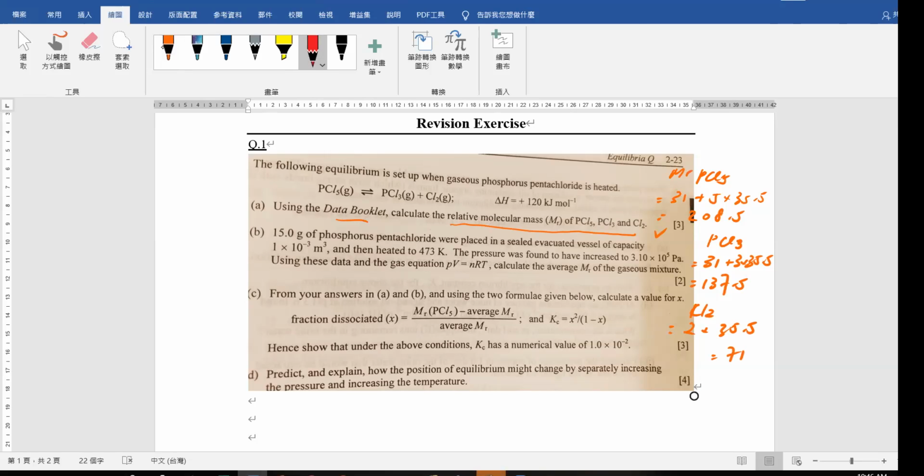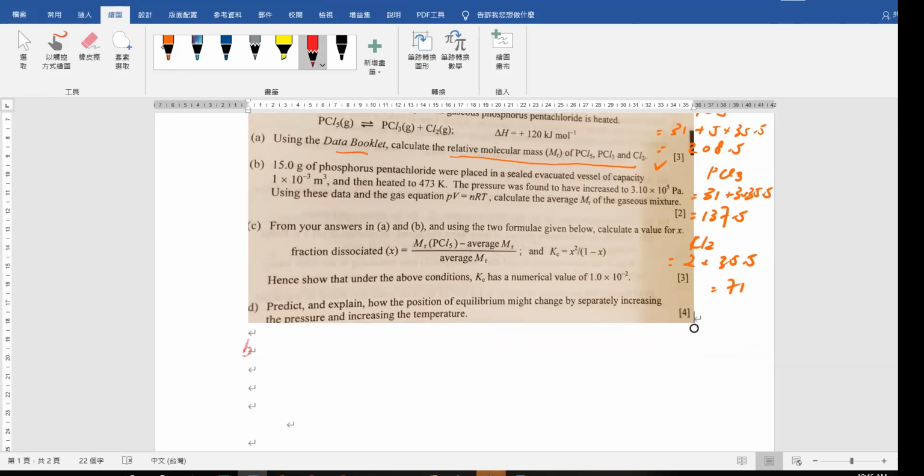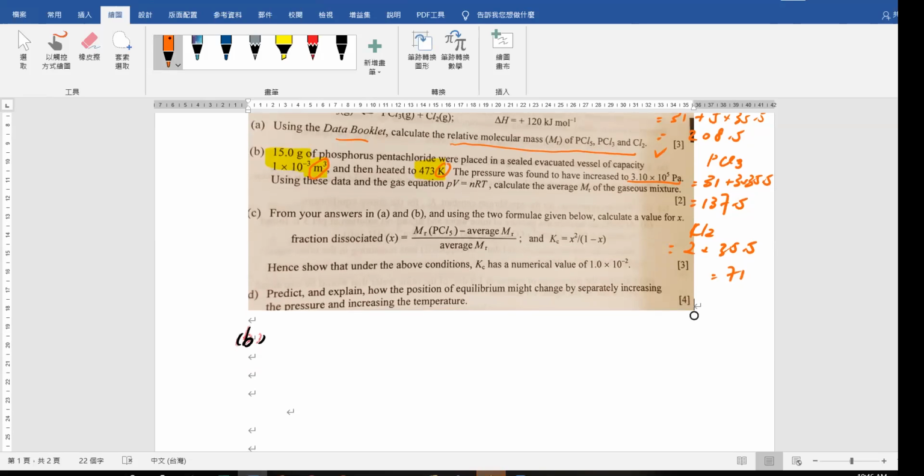Any question? Oh, then B. 15 grams of phosphorus pentachloride were placed in a sealed evacuated vessel of capacity, this volume, okay? Well, you can see basically the volume, temperature, or SI unit already, and the pressure as well. So it's very easy. You just plug in the number, then you can find what you need to find.